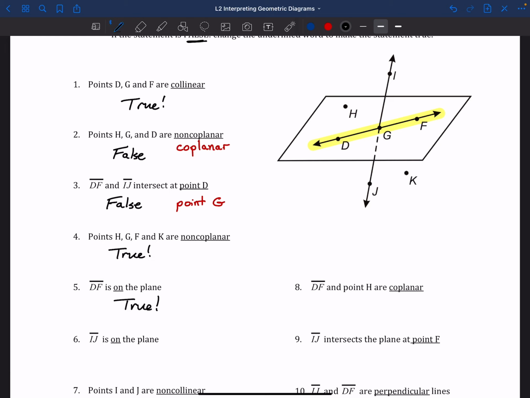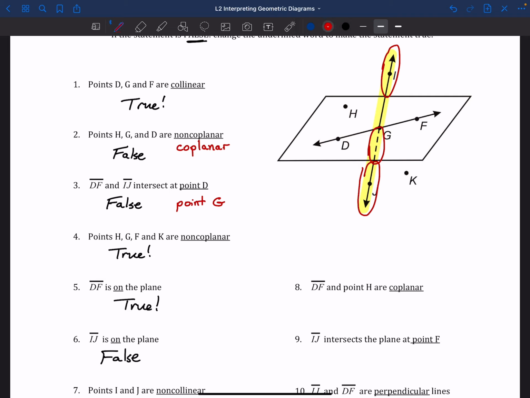Right. For number 6, IJ is on the plane. So again, we're going to just take a second and look at which one IJ is. Is that on the plane? All right, so think to yourself for a second. Think about what might be different about IJ versus DF, or what might be the same. All right, so if I'm looking at IJ, I'm noticing that there's this little piece here that's got a little bit of dash to it, and then there's these different chunks of line that are just kind of hanging entirely off of the plane, right? So it doesn't appear that the entire line is on the plane. I would say that that one is false, right?